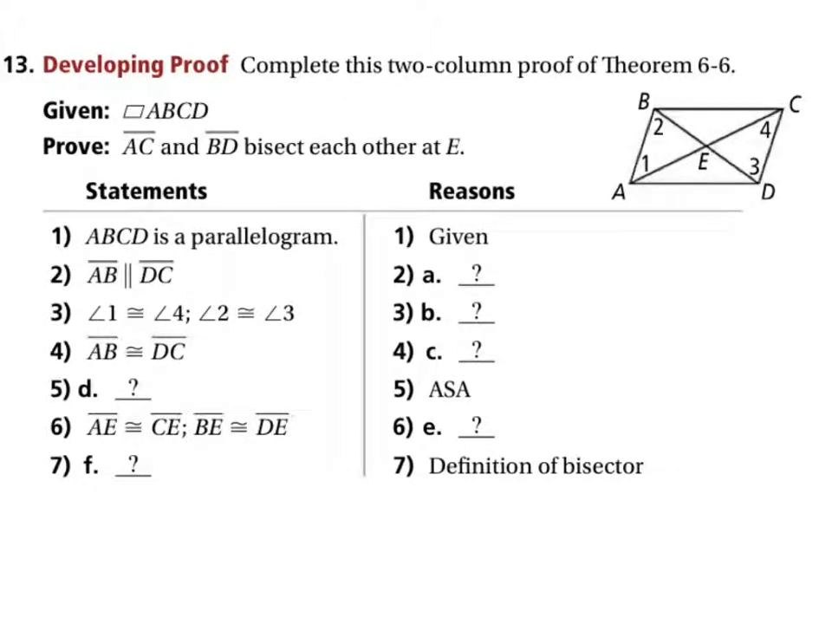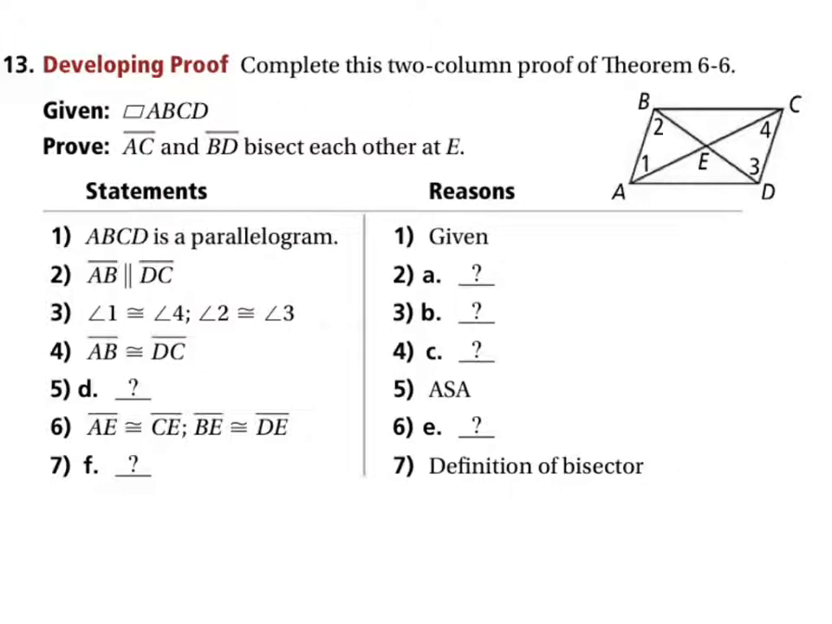Okay, so for these problems, what we're doing is writing out mostly the reasons, but there's also some statements in 5 and 7 that you have to write. What it's asking you to do is not just write the theorem name, but write what that theorem actually is saying. So we've got that it's a parallelogram, and we have to prove that AC and BD bisect each other at E. We're going to walk our way through it step by step, and I'm going to type it out. So I'll pause it and type it and then bring it back.